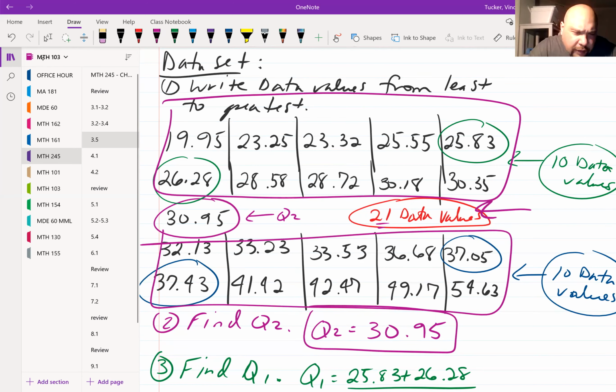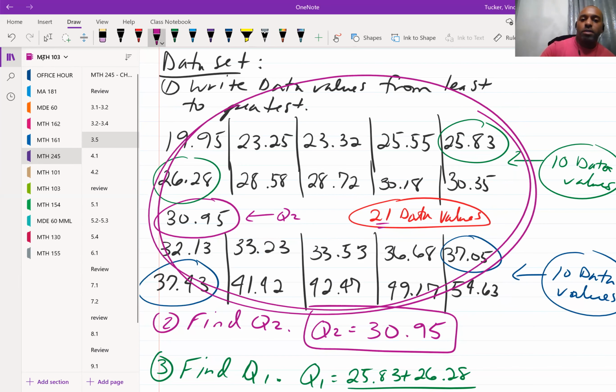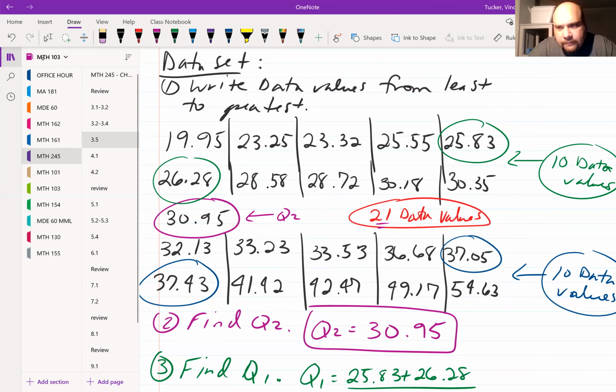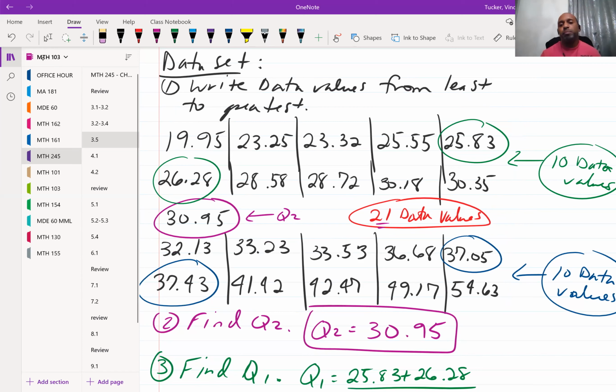How did you find the 30.95 again? It was a part of the data set. All of these were given. But when I listed it from least to greatest, I listed it in that order so that I can have a middle. So my middle value, the 11th number, was really evident. Like I said, you guys don't have to write it this way. I just wrote it this way so that my middle value was completely evident. I didn't have to go searching for it. That's why I wrote it this way.